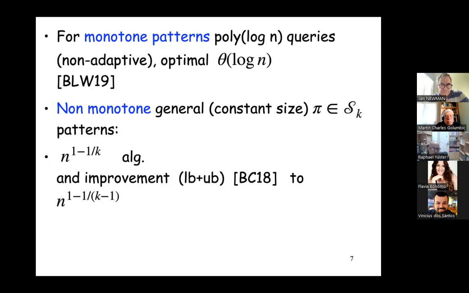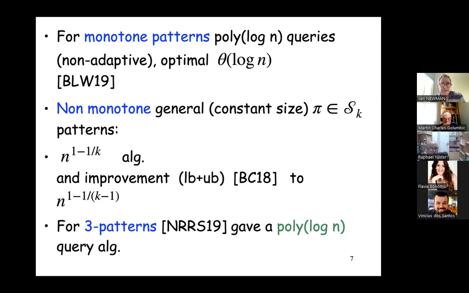It was slightly improved, again by Ben Eliezer and another author, Canone, to n to the power of 1 minus 1 over k minus 1. And there's also a matching lower bound, again for the case of non-adaptive algorithms. But what happens for general algorithms? I mean, what's the real complexity here?